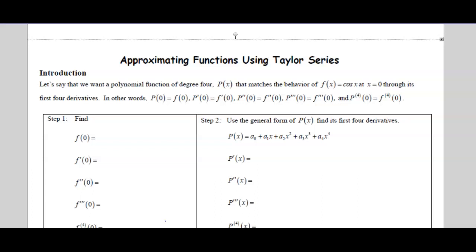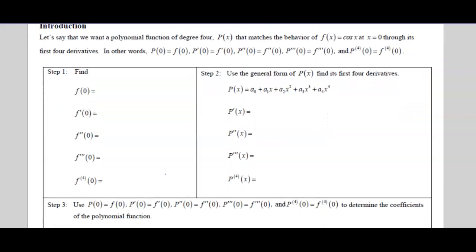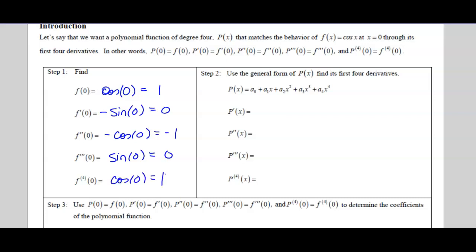So we've got a chart here. You can see we're asking you to find the value of the function cos of x at each of those derivatives. So obviously f of 0 is just cos of 0, which is 1. F prime of 0, remember that's negative sine of 0, which is obviously 0. F double prime is negative cos of 0, which is negative 1. Third derivative, sine of 0, which is 0. Fourth derivative, cos of 0, which is 1. Okay, so we found all of those values.